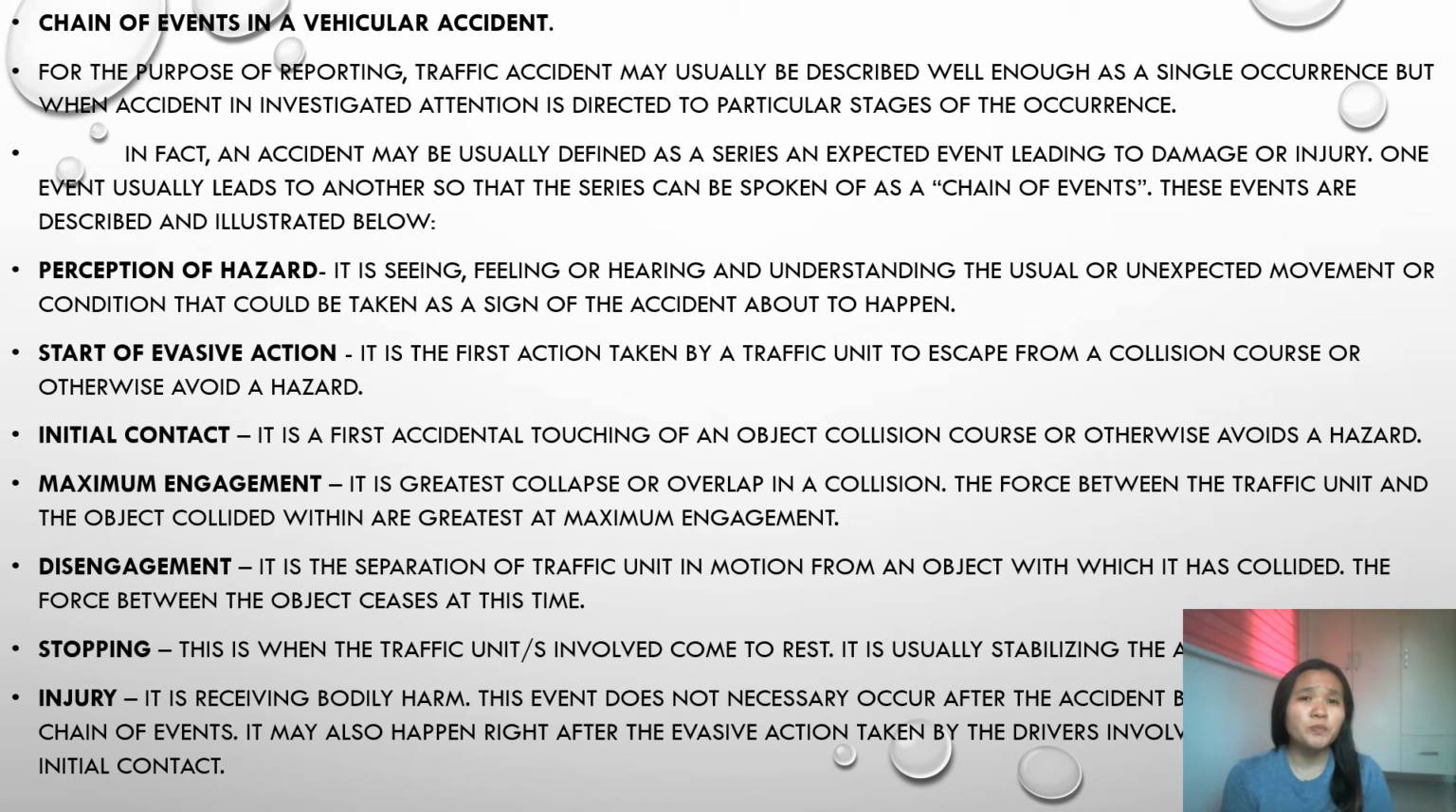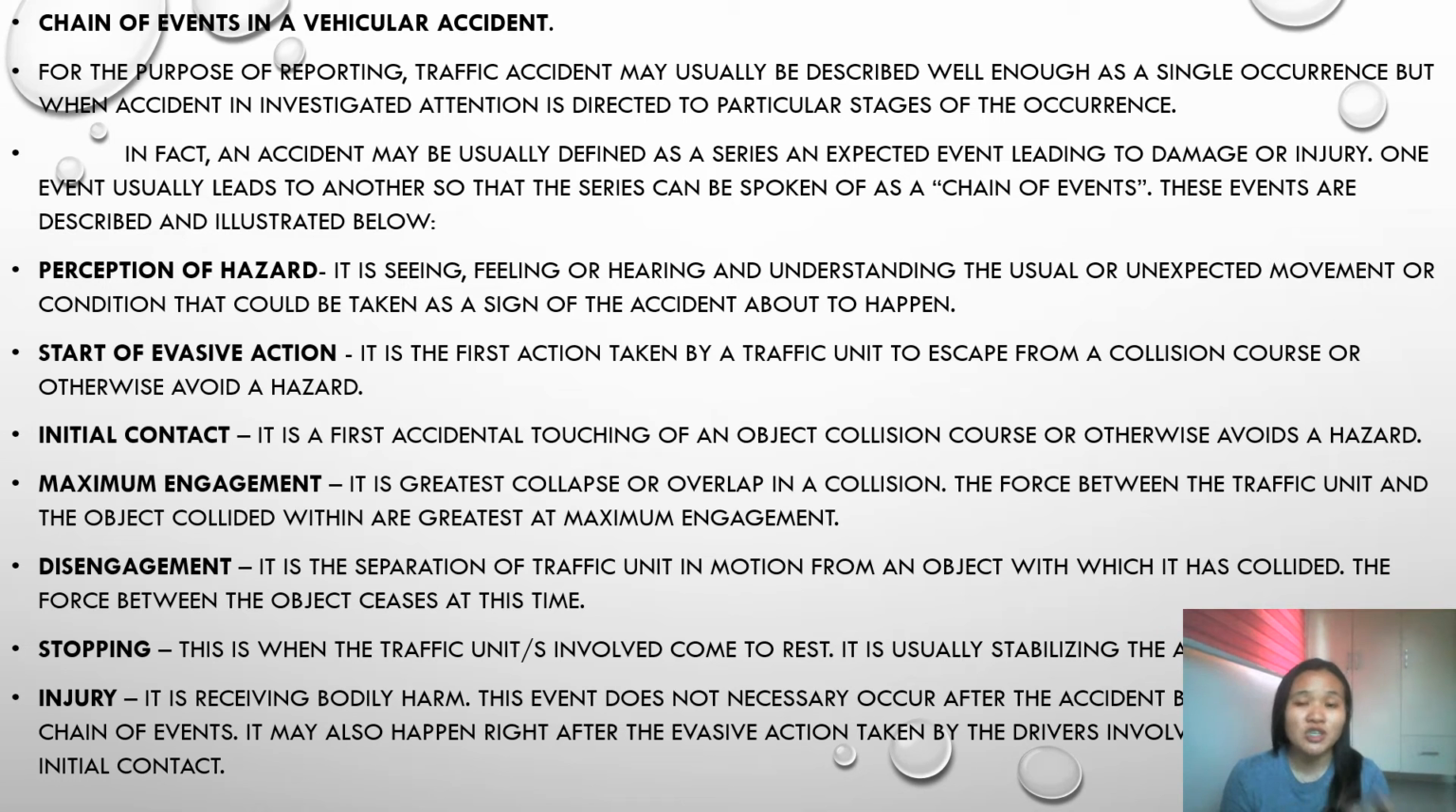For the purpose of reporting, a traffic accident may usually be described well enough as a single occurrence, but when an accident is investigated, attention is directed to particular stages of the occurrence. In fact, an accident may usually be defined as a series of unexpected events leading to damage or injury. One event usually leads to another, so that the series can be spoken of as a chain of events. These events are described and illustrated below.